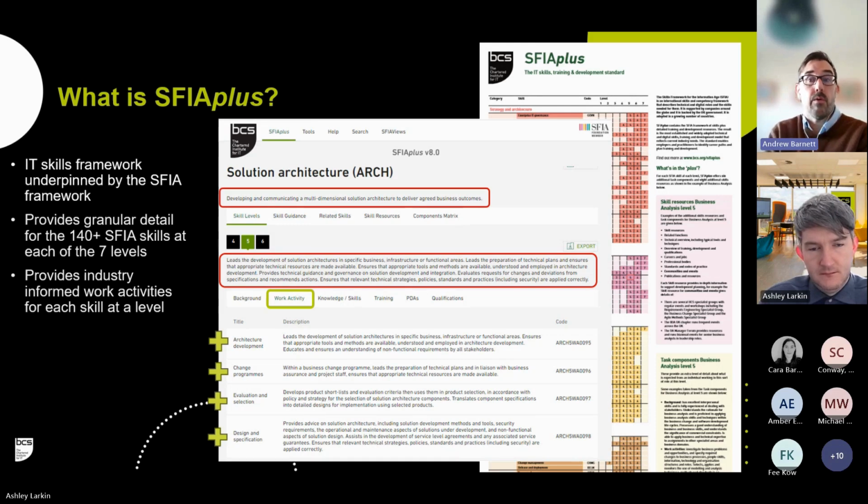The granularity also helps not only to effectively explain the role in more detail, but also to help people move slowly, step by step, towards that role. So I can't suddenly become a solutions architect or a BA. It's very useful to be able to break that journey down into steps. So you've got some work activities there as well.